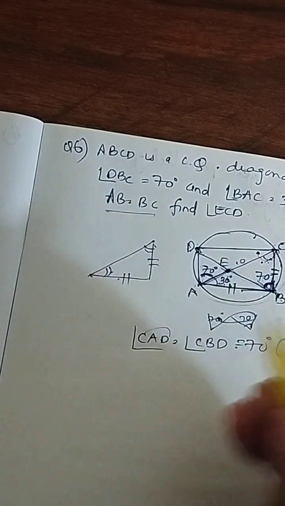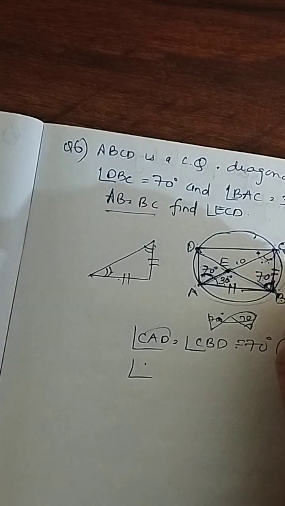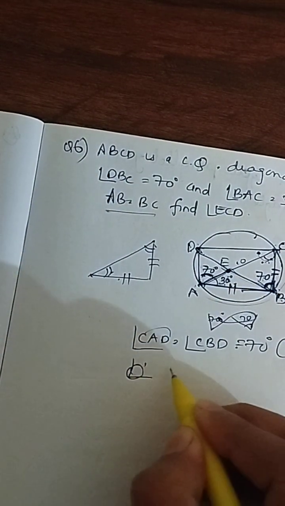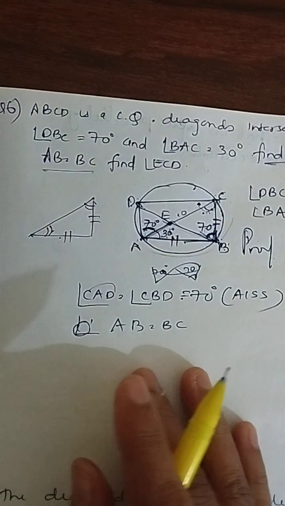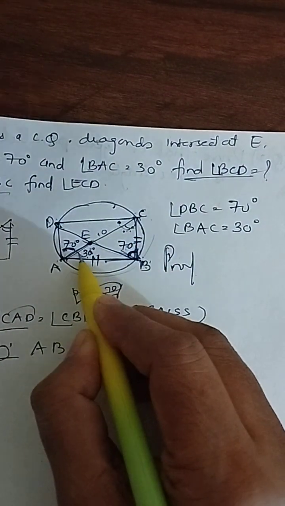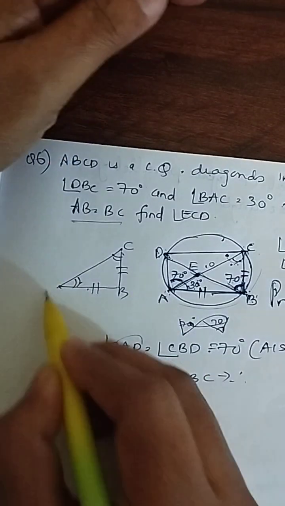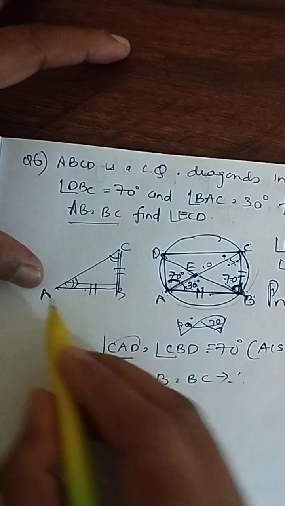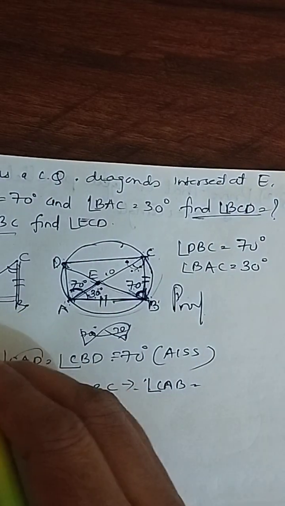So angle BCA. Okay, I'll write it like this, AB is equal to BC, for you to be more clear. Therefore, angle CAB, see, C, B and A. AB is equal to BC. Therefore, CAB is equal to ACB.